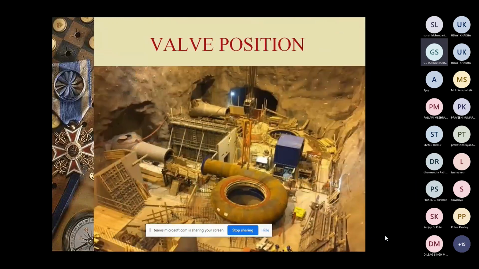Then this shows valve positions. You can see from here there are two penstocks, and the joint, it is open now. Spiral casing and your penstock or pressure shaft will be connected through the main inlet valve. That means by opening and closing this valve, the water will enter the spiral casing when you open this valve.